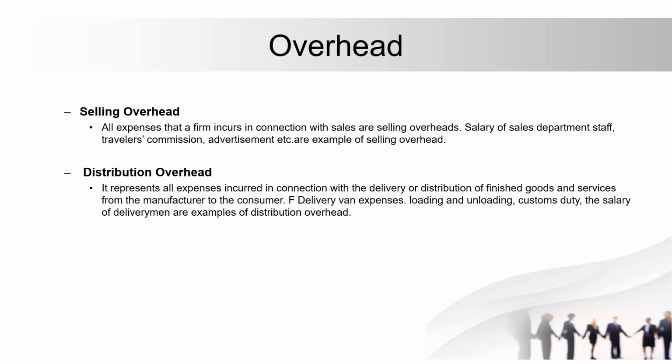delivery van expenses, loading and unloading, that is, loading products into the vehicle and unloading them, customs duty, and the salary of the delivery person. These all come under distribution overhead. This is in connection with the delivery or distribution of finished goods and services from the manufacturer to the consumers. So these are all the elements of cost.